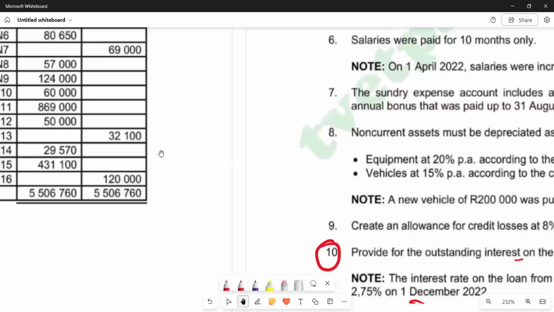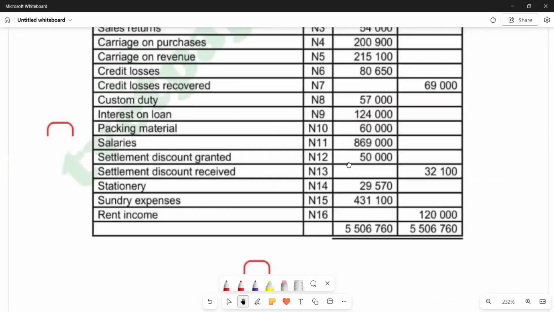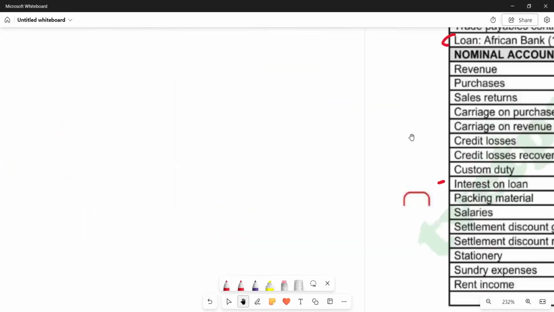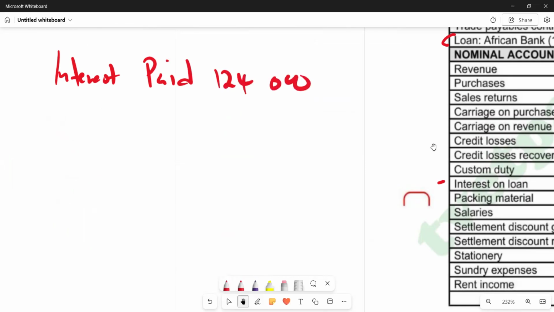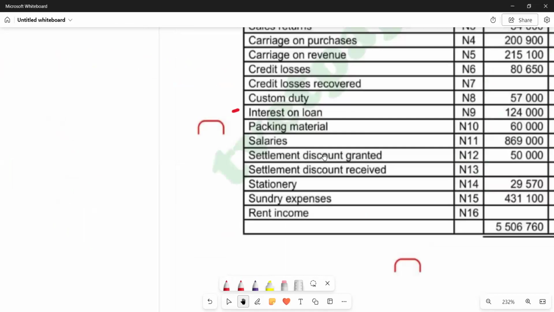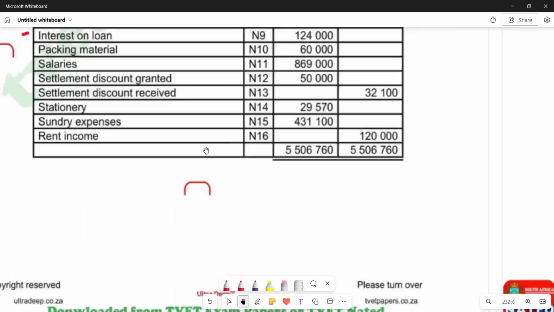we find it here in the pre-adjustment trial balance. That's where you're going to find interest paid. If you come here, you see that we have interest on loan here, which is 124,000. So this is our interest paid, the figure for our interest paid is 124,000. We now want to find what the interest for the period was, and then compare it to the paid. That's how we identify that there's interest that is outstanding.